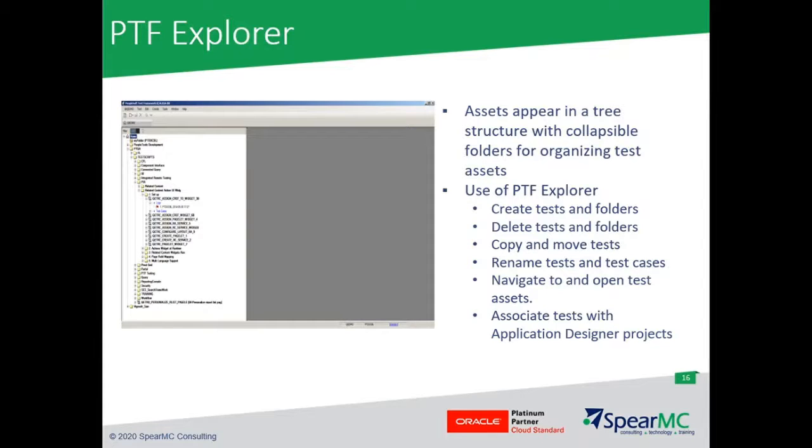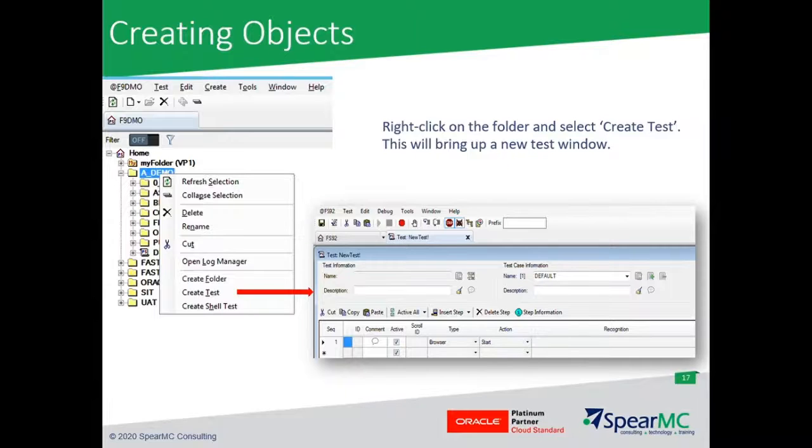This is a view of the PTF test assets stored within an application database. This is called the PTF Explorer. The system stores assets in a tree structure with collapsible folders for organizing the test assets. The pane containing the tree is always the first pane visible after startup and will always be on the leftmost pane of the PTF user interface. This view allows us to manage tests and folders and create Application Designer projects to migrate tests between environments. As far as creating objects, we'll start with creating a new folder.